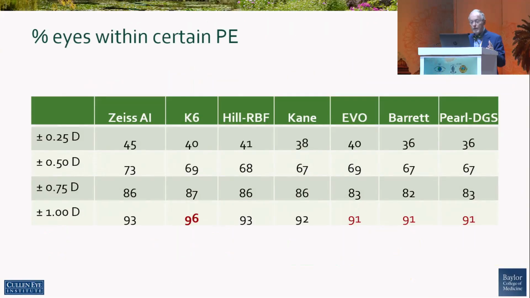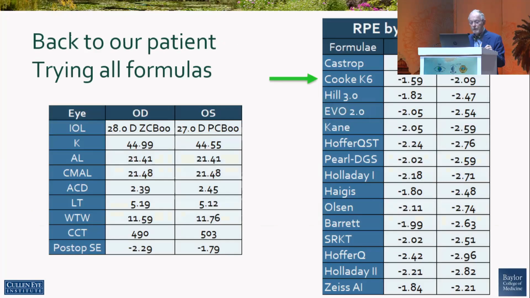And if we look at the percentage of eyes in these short eyes again, within a half diopter, the Zeiss AI was 73%, but every other one, including the Hill RBF, the Barrett, and so on, were under 70% within a half diopter. So if you got a short eye patient, you have to tell them they've got probably a 4 out of 10 or a 3 out of 10 chance of not being accurate.